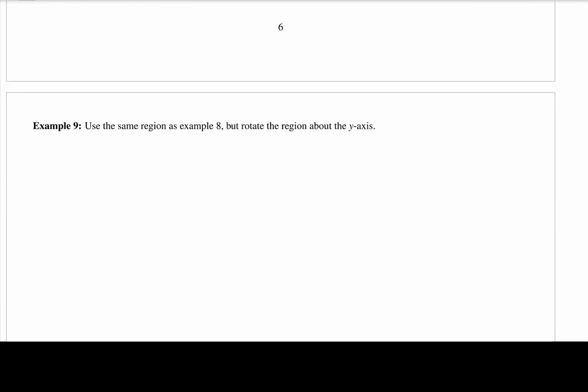Moving on to example 9, we're going to be using the same region as example 8, but we want to rotate the region about the y-axis. So this is actually going to cause a problem for us.